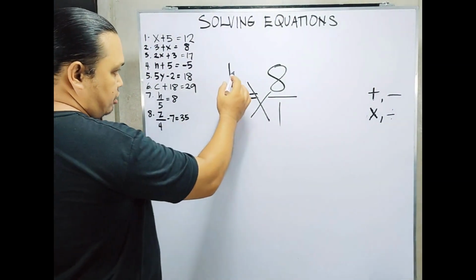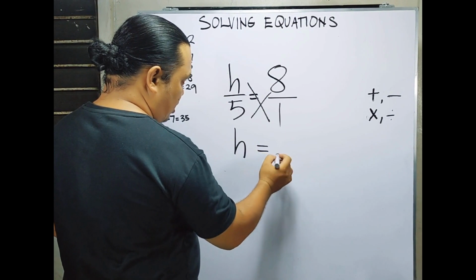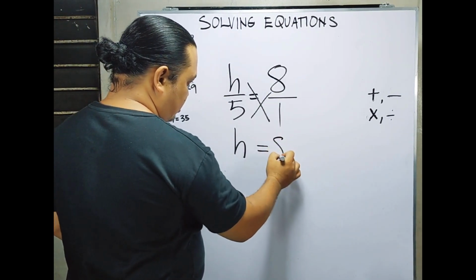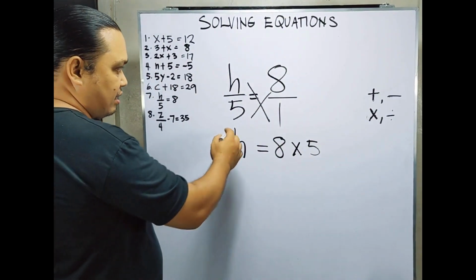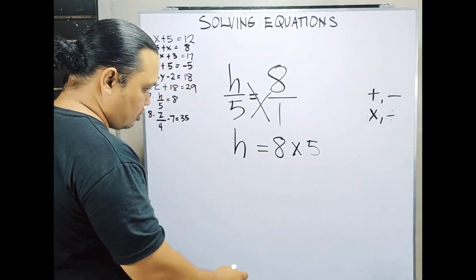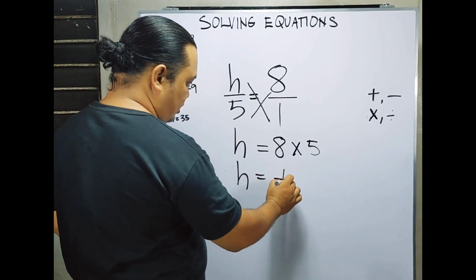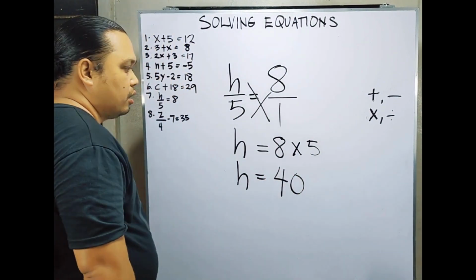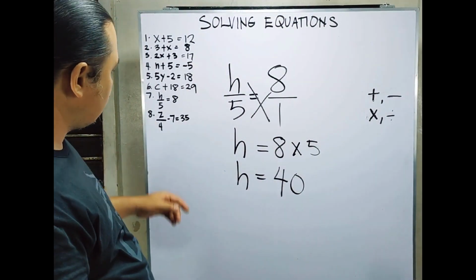Now h times 1 is still h. And we have here 8 times 5. Okay? Or 5 times 8, still the same. So let's further simplify. h is equal to 40. Okay? 8 times 5 is 40. Now let's answer the last example.